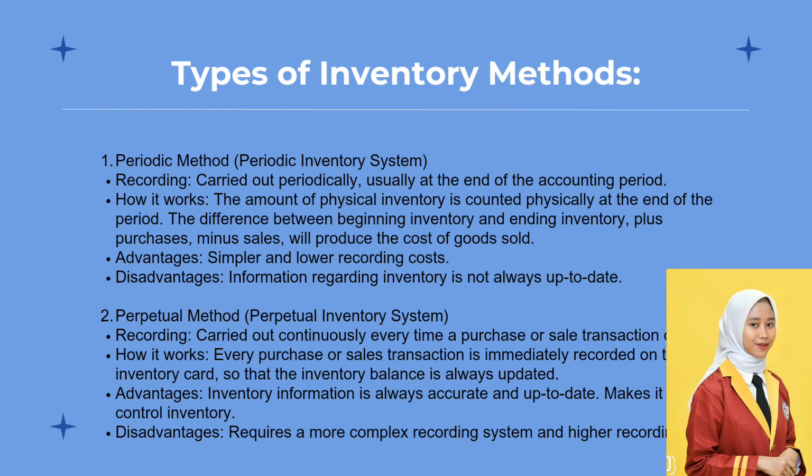2. Perpetual method, perpetual inventory system. Recording is carried out continuously every time a purchase or sale transaction occurs. How it works: every purchase or sales transaction is immediately recorded on the inventory card, so that the inventory balance is always updated. Advantages: inventory information is always accurate and up to date. Makes it easier to control inventory. Disadvantages: requires a more complex recording system and higher recording costs.